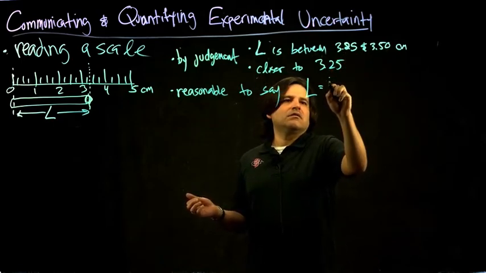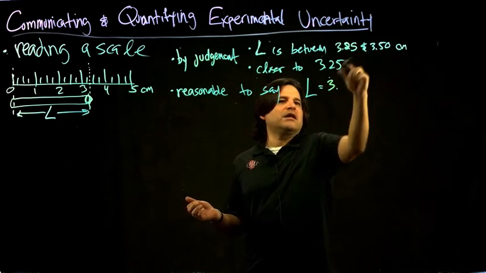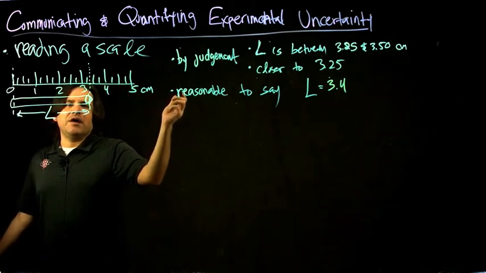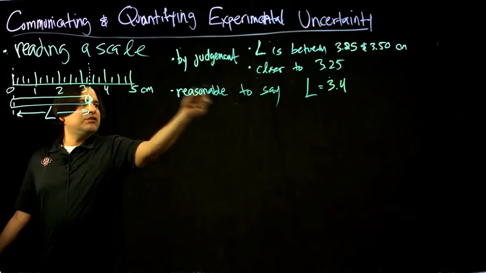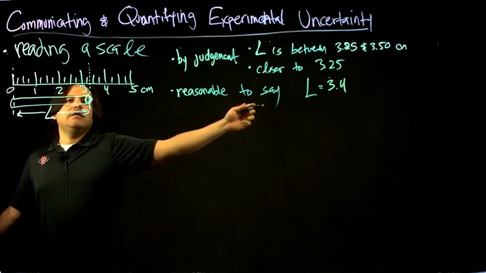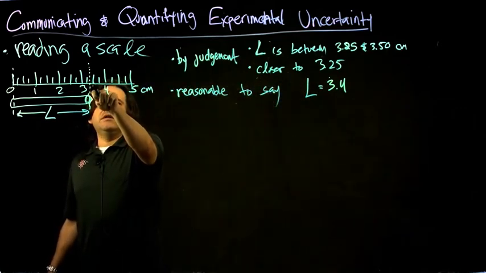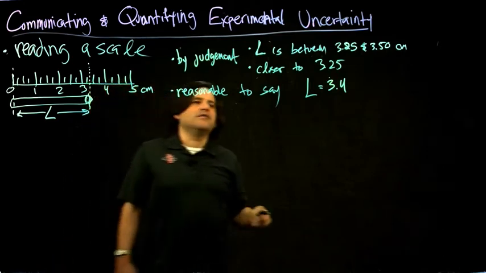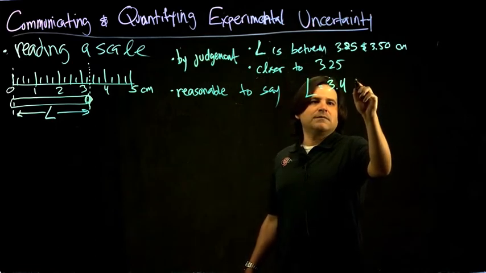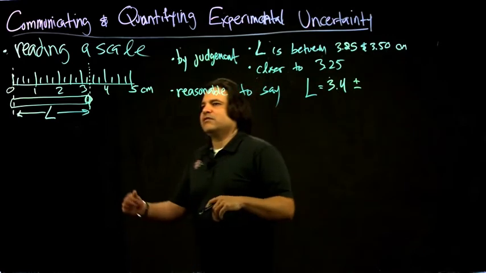I'll just say 3.4, because it's in the middle here, which is 3.375, but we don't have all these decimal places here. So you just use your judgment to say it's 3.4-ish, but you have to give some uncertainty. What is your uncertainty? Plus or minus this increment here, which is 0.25. And you can even go smaller than that. You can say plus or minus 0.25.